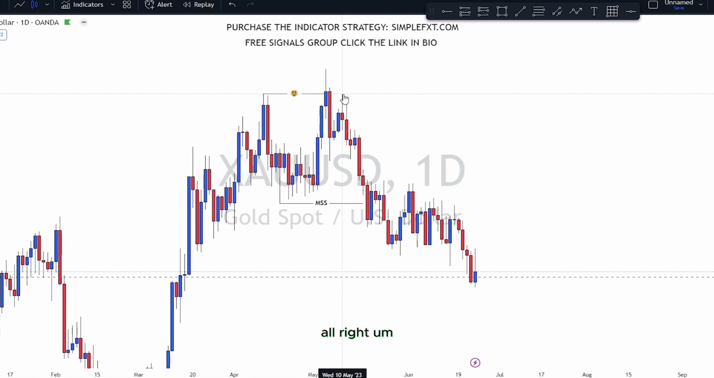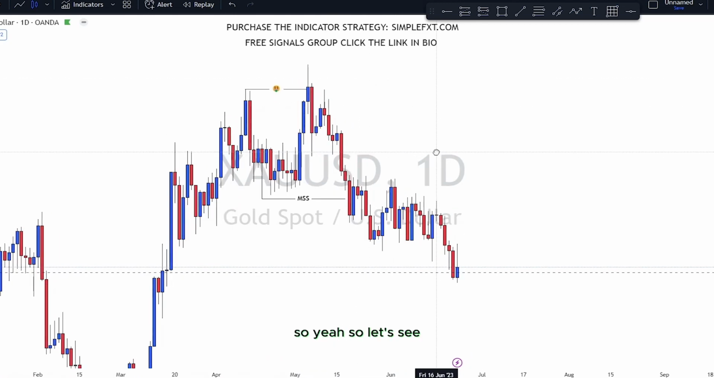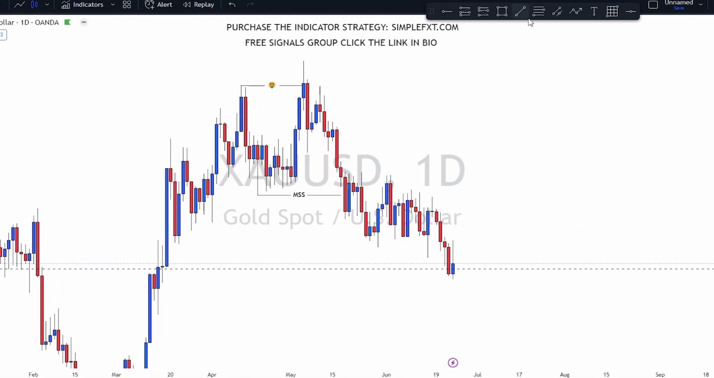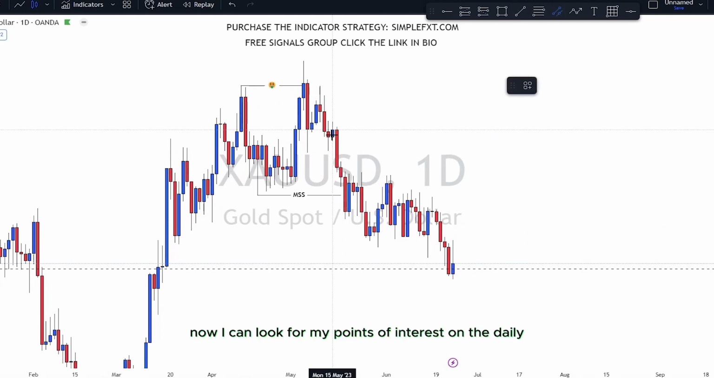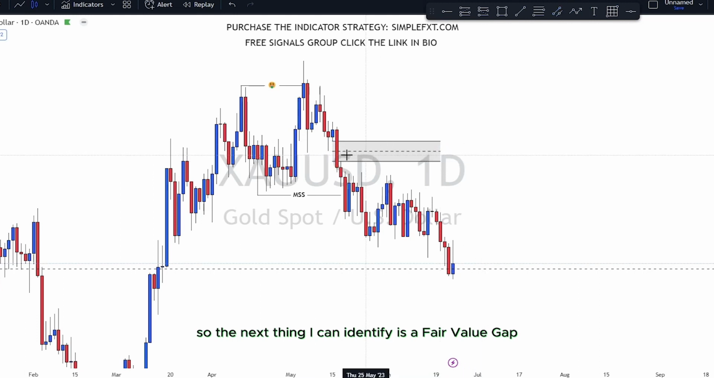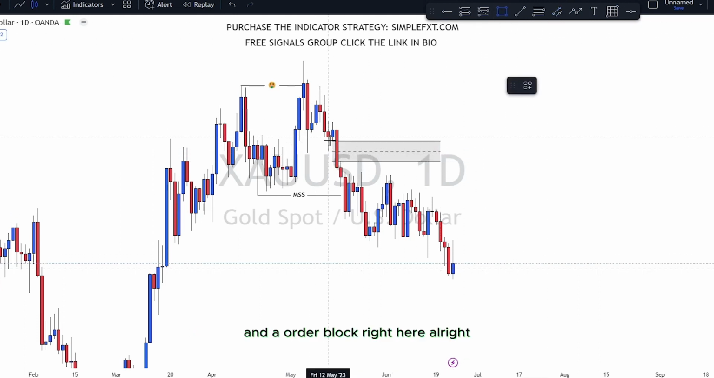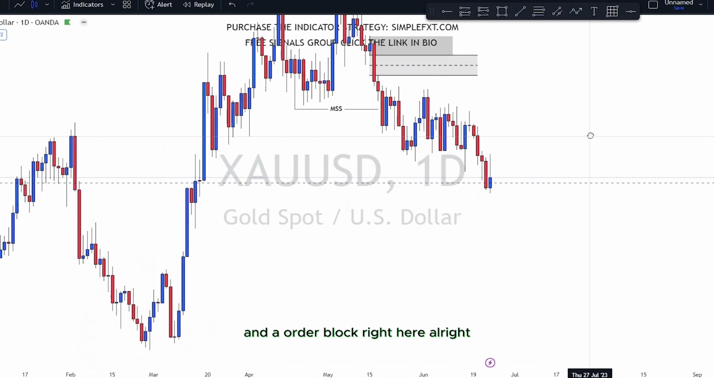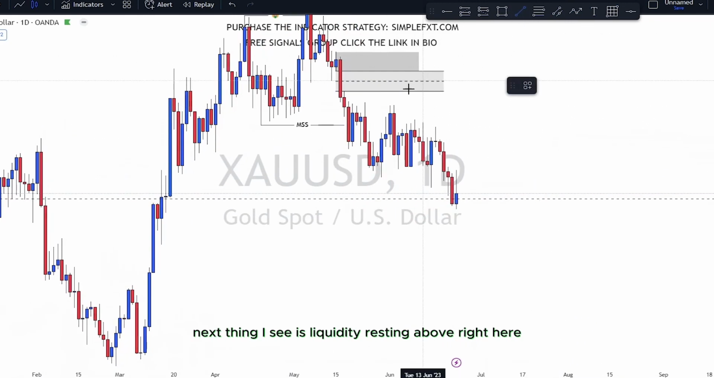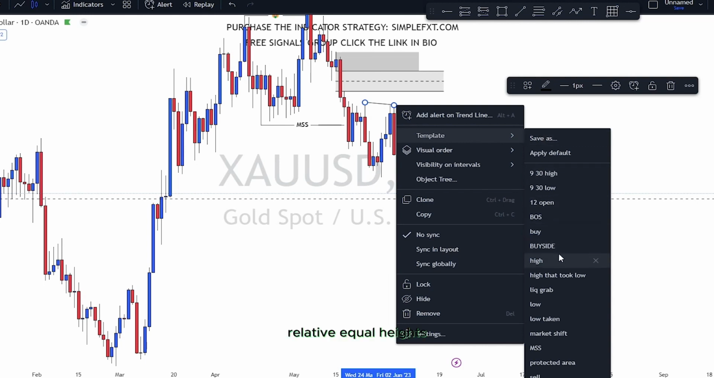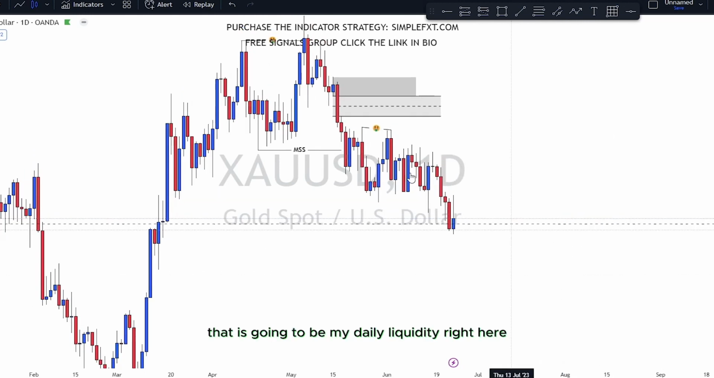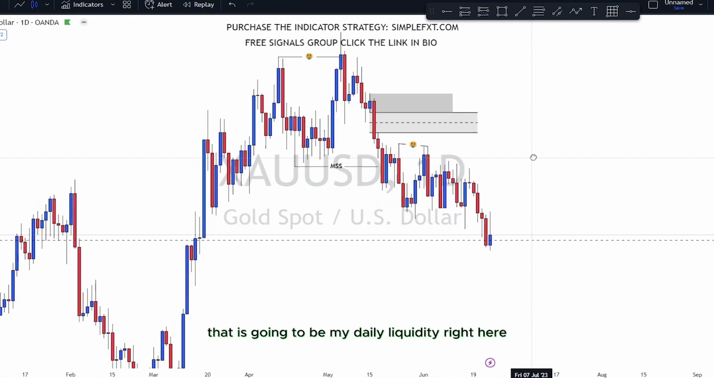All right, so yeah, so let's see. So first thing first, now I can look for my points of interest on the daily. So the next thing I can identify is a fair value gap and an order block right here. All right, next thing I see is liquidity resting above right here, relative equal highs. That is going to be my daily liquidity right here.